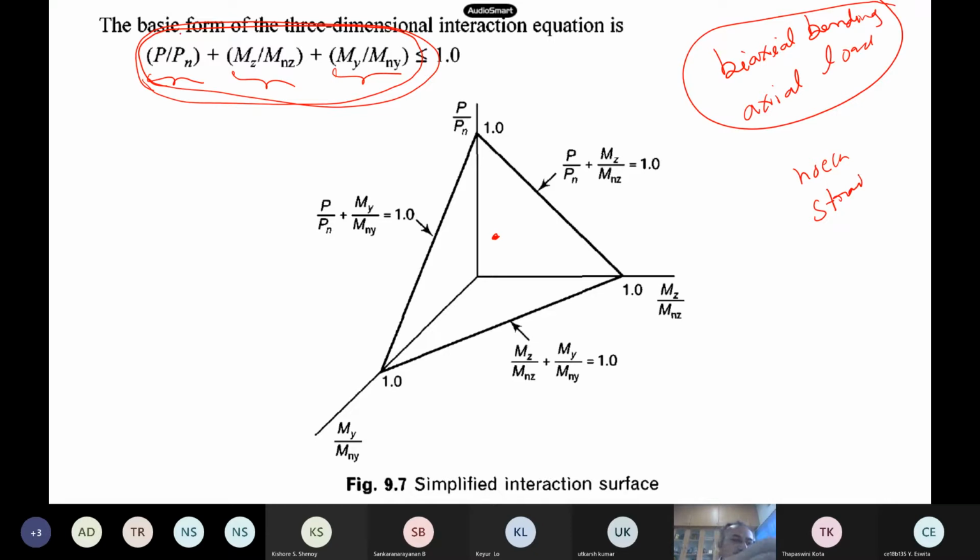So maybe the interaction equation, in a simplified format, is like P by Pn plus Mz by Mnz plus My by Mny will be less than or equal to 1. It is more or less a linear kind of thing that we may get. So if your column is inside this tetrahedron, it may be safe. If it is outside, it may be unsafe. So this is the interaction equation.